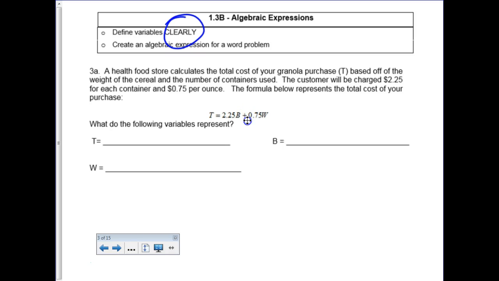The customer is going to be charged $2.25 for each container, and then 75 cents per ounce, and then here's the formula. So specifically, what does T represent? Well, that you can pull right out of the questions. Total cost.